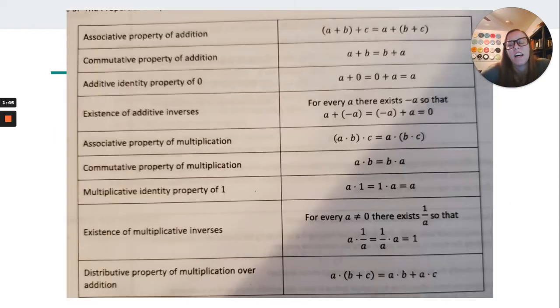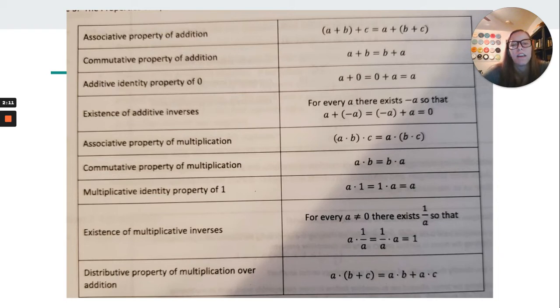Now we have the operations. So the first one, associative property of addition: A plus B plus C, A plus B plus C. It doesn't matter which is in parentheses because they all work together. Commutative property of addition, doesn't matter which one is first because the same addition problem is going to happen. Additive identity property of 0, anything plus 0 is the number.